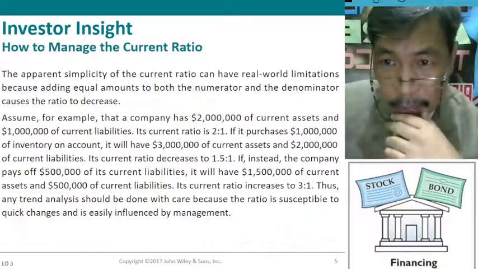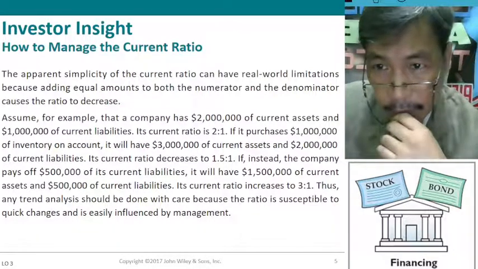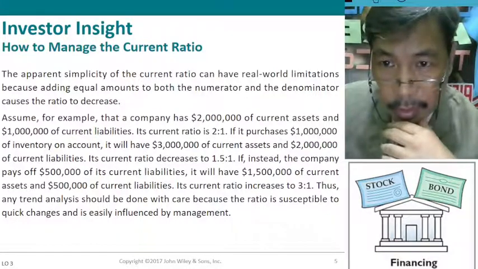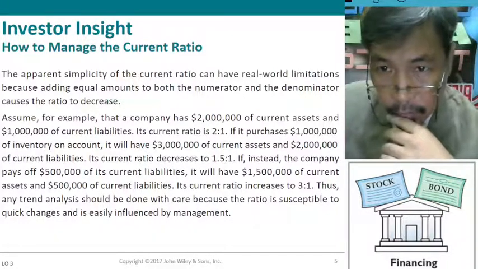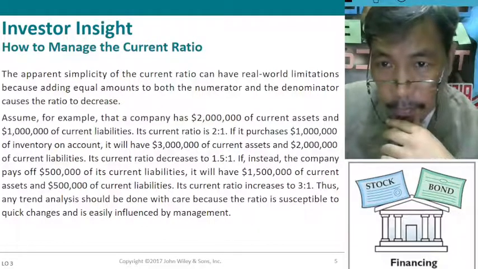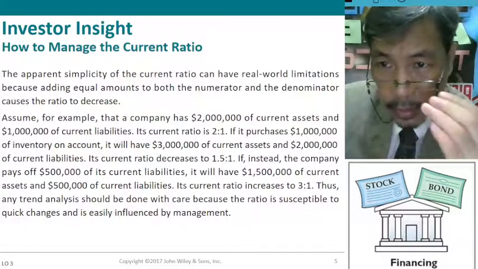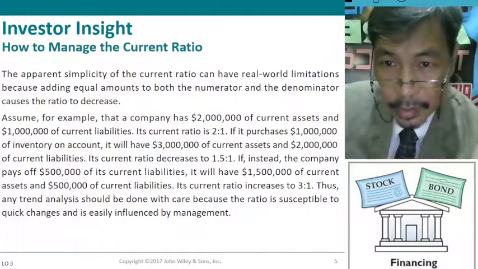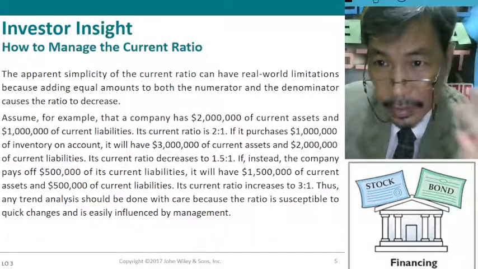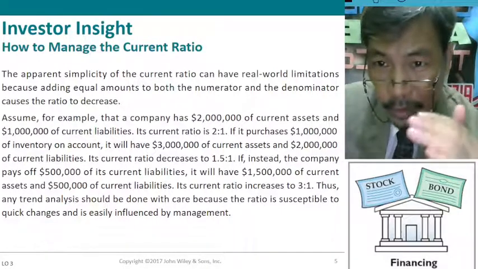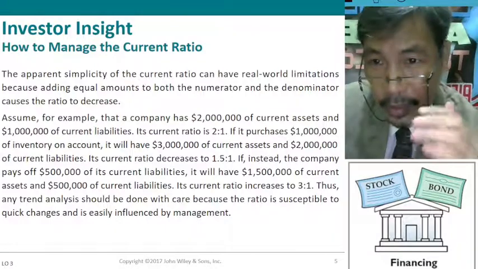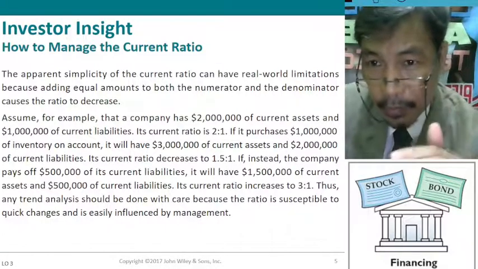If instead the company pays off 500,000 of its current liabilities, it will have 1.5 million of current assets and 500,000 of current liabilities. Its current ratio increases to 3. Thus, any trend analysis should be done with care because the ratio is susceptible to quick changes and is easily influenced by management.